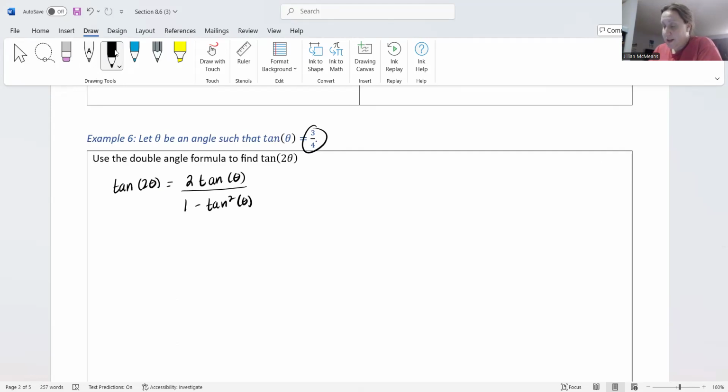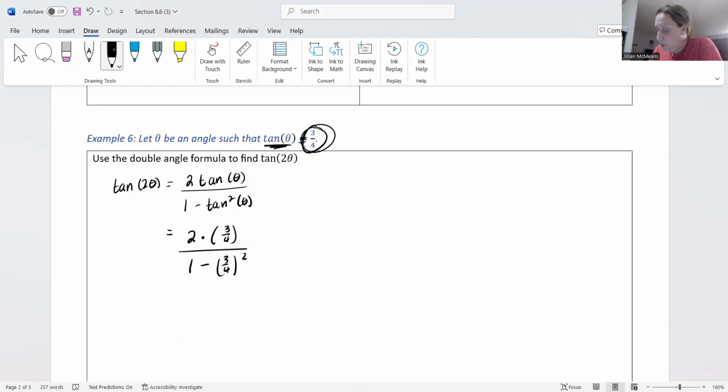So all we want to do is take this exact formula that I've written down, but anywhere we see a tangent of theta, plug in 3/4 because we know tangent of theta is equal to 3/4. Okay, so I get 2 times tangent of theta, well, tangent of theta is 3/4, all over 1 minus tangent of theta squared. So tangent of theta is 3/4, and if I square it, I just get 3/4 squared.